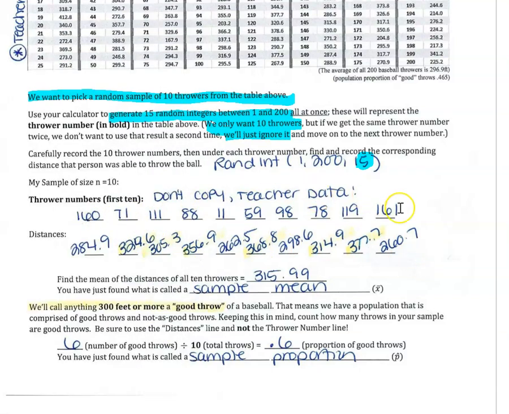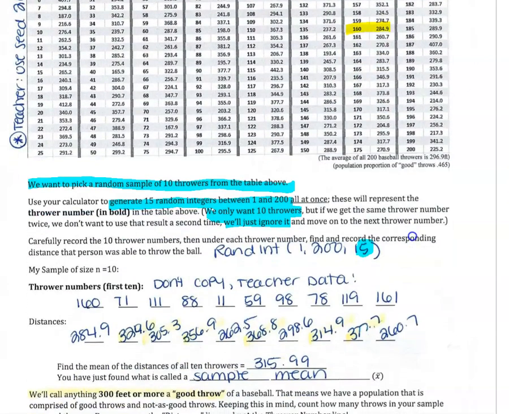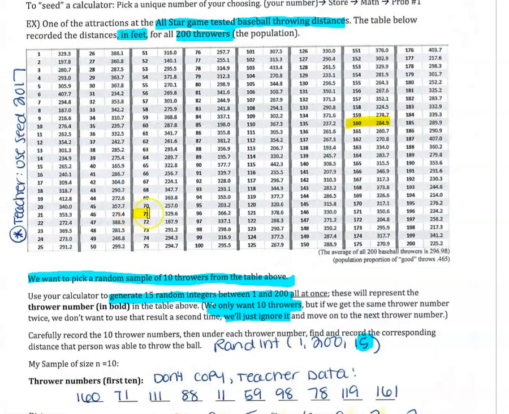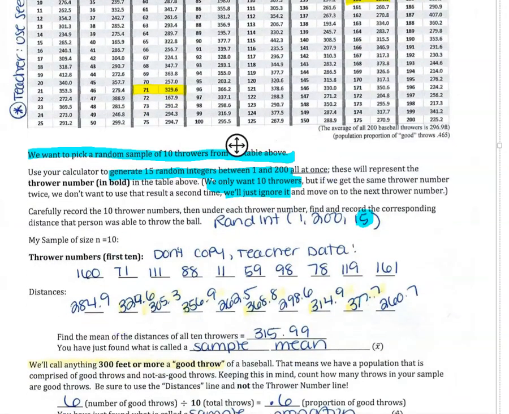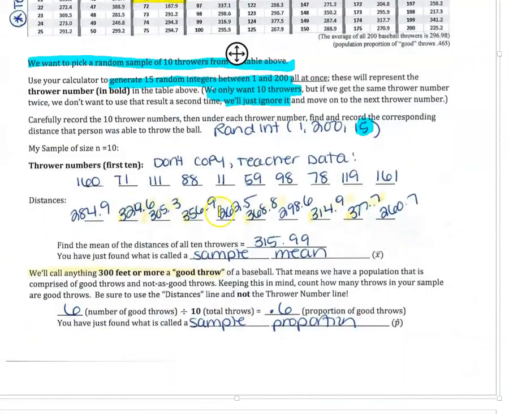Now, each of these throwers represented a person with a throwing distance. So what I did was I took these throwers, so like thrower 160, he's over here, and I saw he threw 284.9 feet, and that's why that number's here. Thrower 71, I found him. He threw 329.6, so there. And so on and so forth. So I just went to this table and I marked down what their distances were.